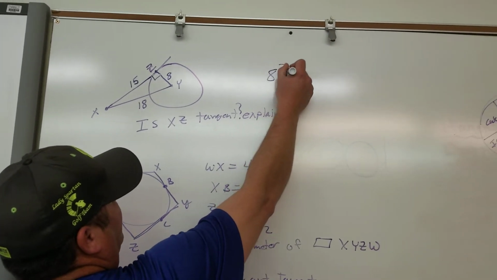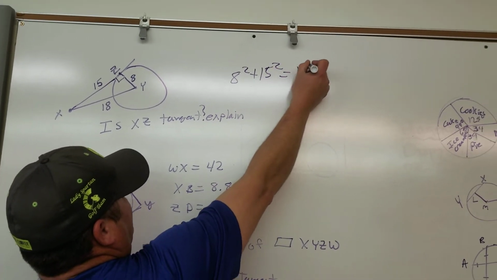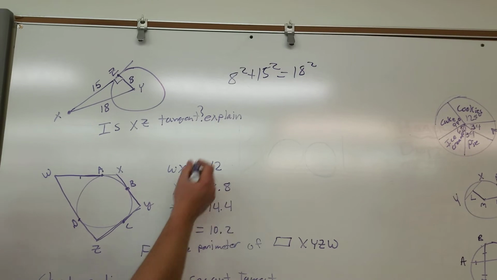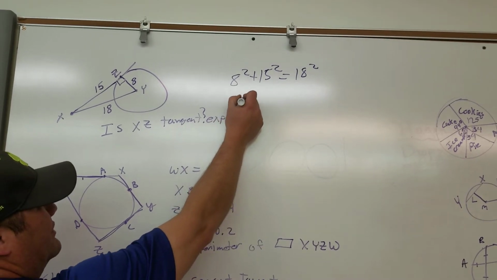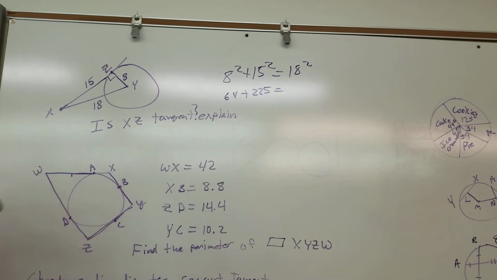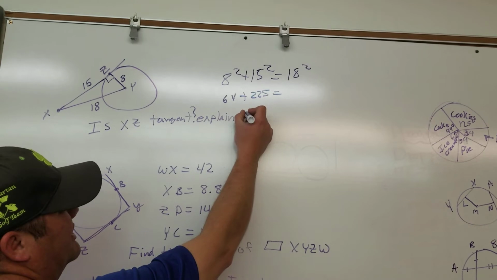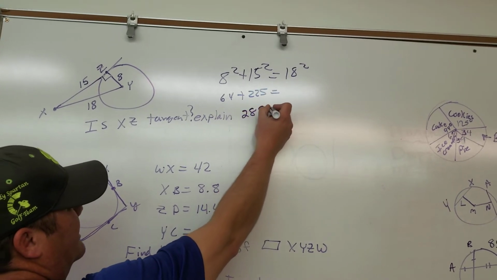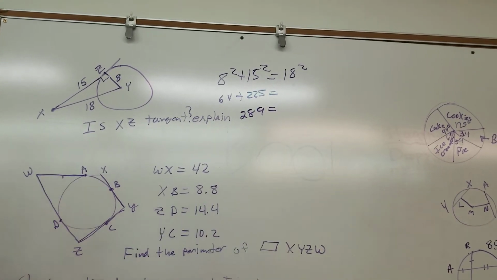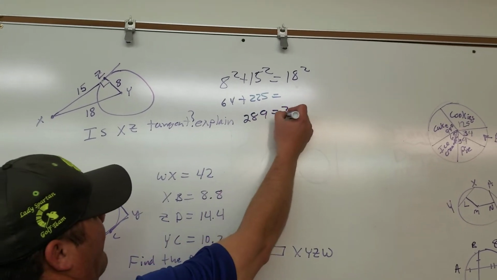8 squared plus 15 squared equals 18 squared. Square those out. 8 squared is 64. 15 squared is 225. Somebody help me with 18 squared. And I'll add these two together. So that gives me 289. 18 squared is? 324.